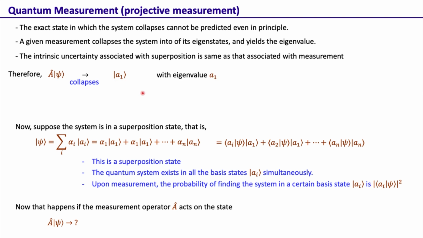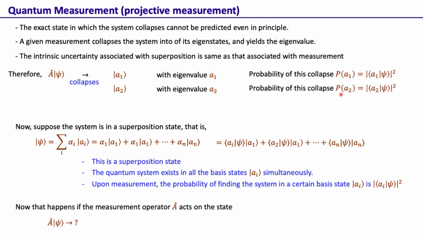Okay, so now if we act this measurement operator on the state, the system sometimes collapses into this state A1 and gives out a value, the eigenvalue A1. And the probability that this collapse actually happens is |<A1|psi>| squared, that is the projection, and this is the same probability that we get in the superposition. Now maybe on a second measurement we find that the system collapses into A2, and this time we get the eigenvalue A2, and the probability of this collapse happening would be P(A2), that is |<A2|psi>| squared.